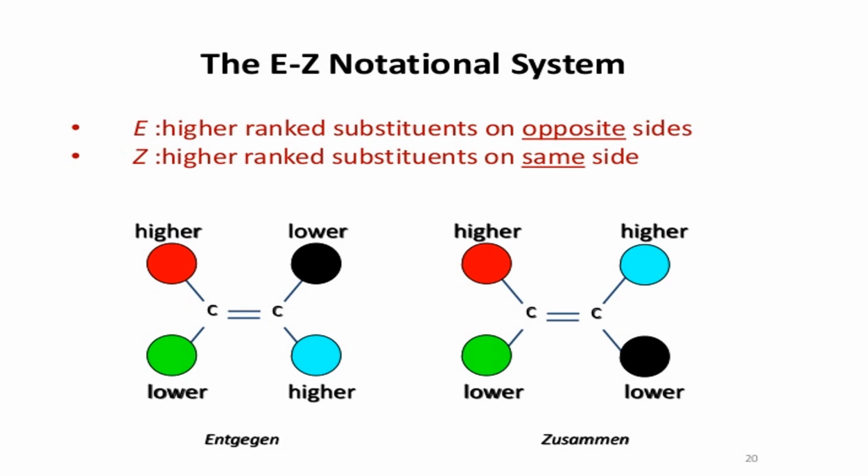See here, the same thing. We are again representing higher, lower, lower, higher. The higher are on the opposite side. See here, higher on the opposite side, entgegen. Higher on the same side, zusammen. So, E isomer if the substituents are on the opposite side, Z isomer if they are on the same side. This is E and Z notation for double bonded compounds.